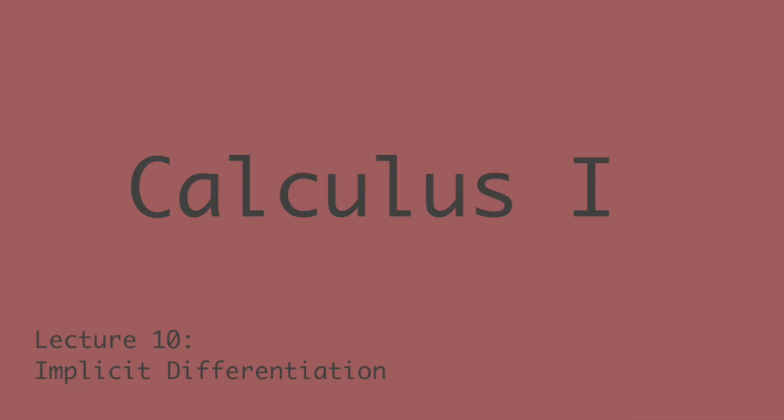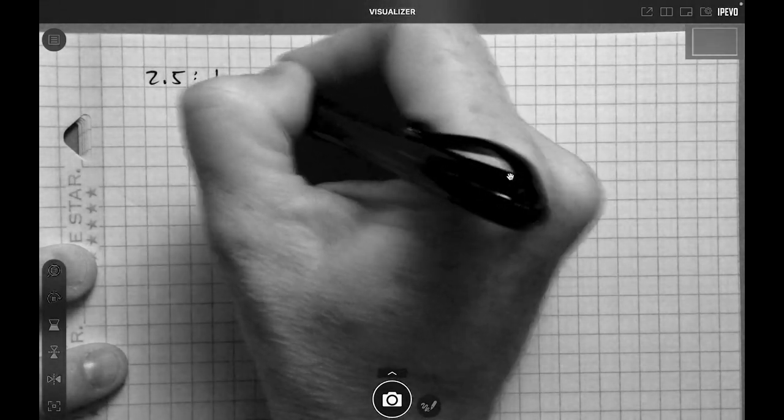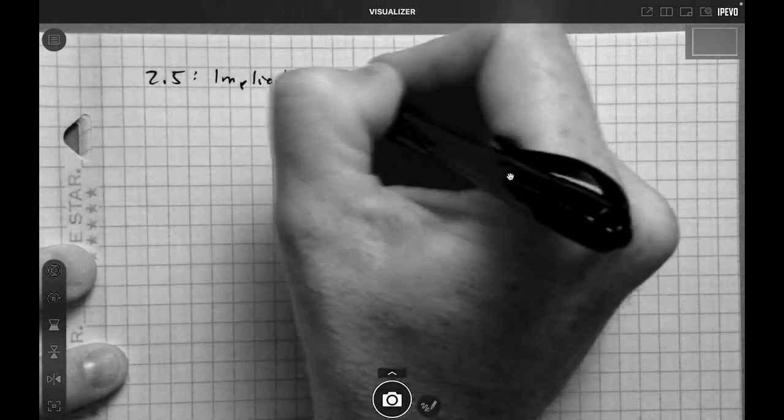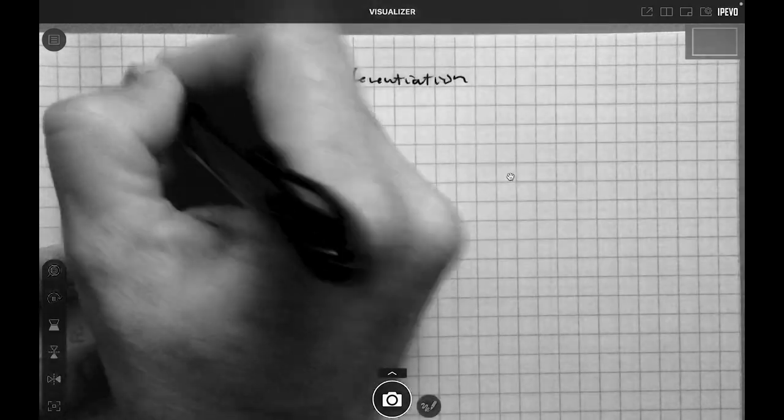Okay, welcome back to Calculus 1. This will be the 10th lecture of the course. And today we're going to talk about implicit differentiation. So let's call this section 2.5, implicit differentiation. Okay.